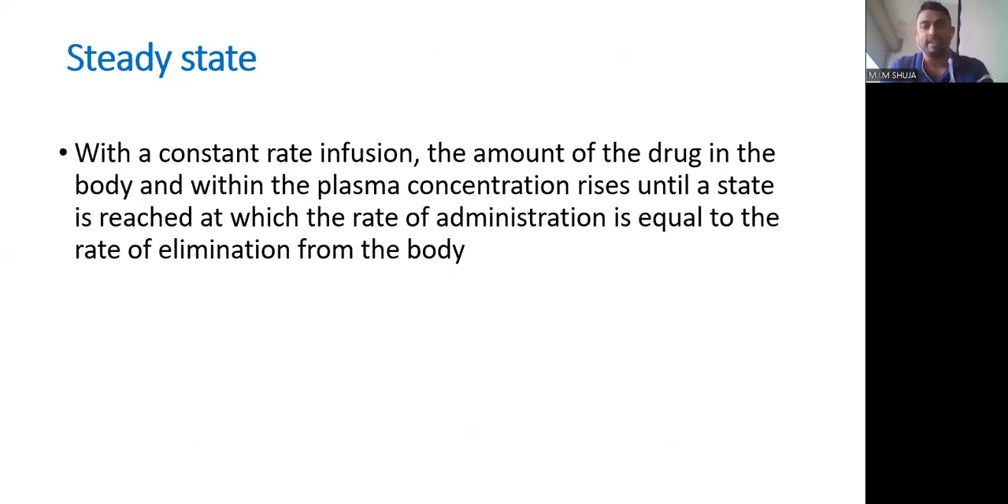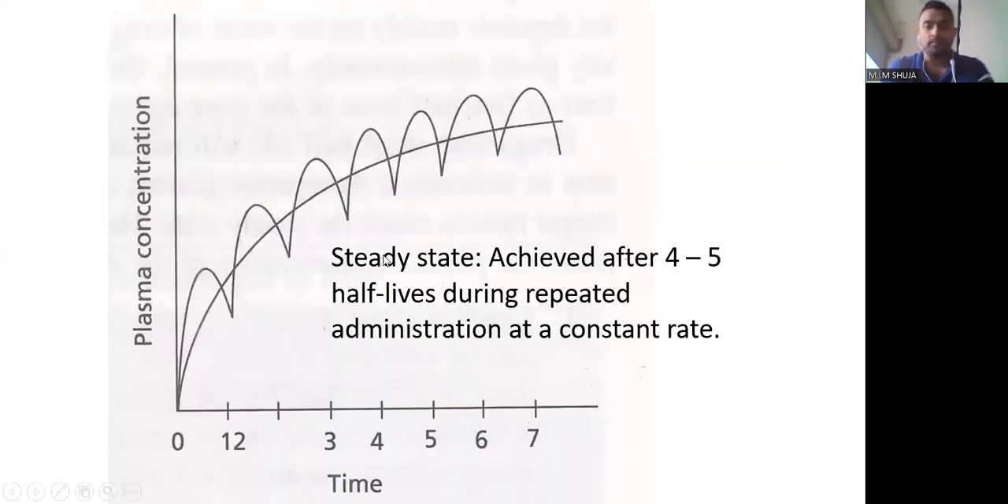So what is steady state? With a constant rate of infusion, at one point the drug's administration and elimination become equal. So you will gain a steady state of concentration in the plasma, that is steady state. Usually you will get steady state concentration after 4 to 5 T-half of that particular drug. So this is how steady state is achieved.